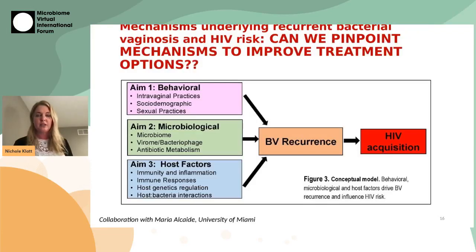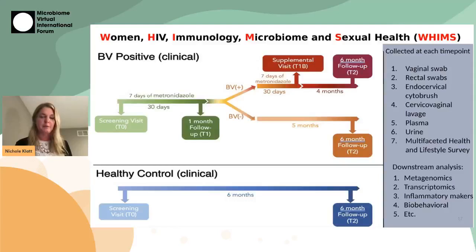So we undertook a study in collaboration with Nichole Klatt at the University of Miami, and we wanted to pinpoint the mechanisms underlying bacterial vaginosis recurrence after treatment in order to potentially improve treatment options. And we looked at this from aspects of behavioral, microbiological, and host factors to understand how we can try to prevent HIV acquisition in these vulnerable women. So again, I'm just going to go really quickly. This is new data. This isn't published yet. And I'm just going to give you a couple of highlights of what's going on after treatment and why this is so hard to prevent.